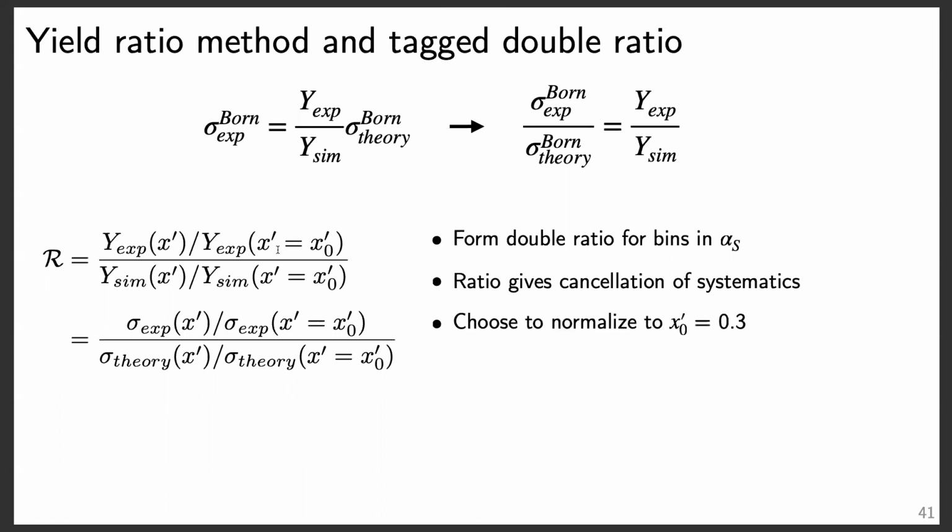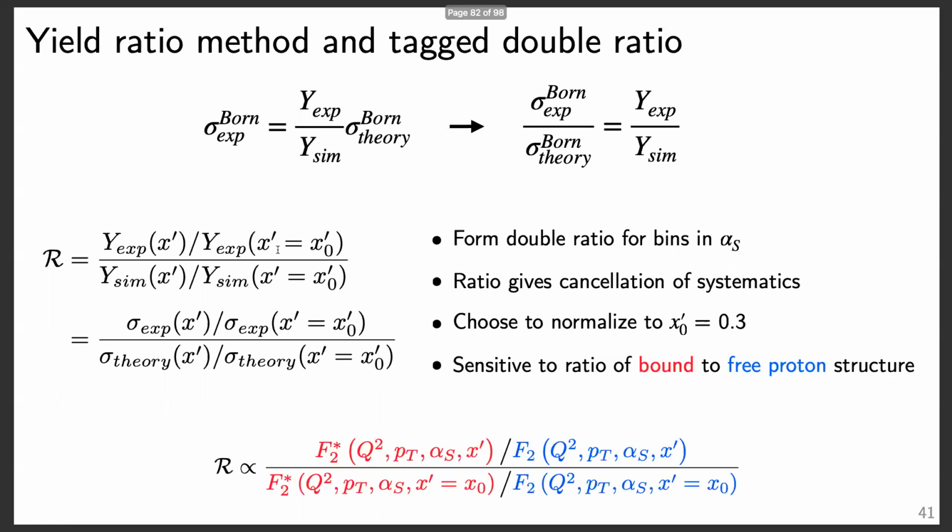We're choosing to normalize to X prime of 0.3. That's kind of arbitrary, but as we saw in the talk yesterday, most EMC measurements cross 1 at around X of 0.3. So you can make the argument that this is where the EMC effect is the smallest. And so this ratio is equal to the double ratio of bound to free proton structure at 2 different kinematic points.